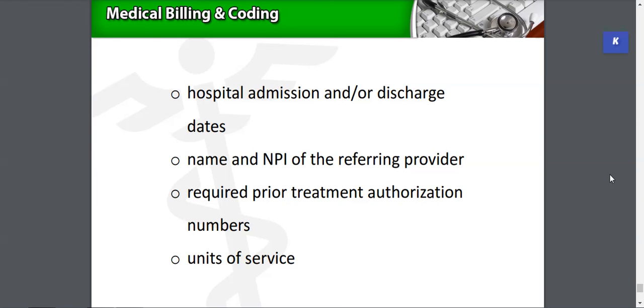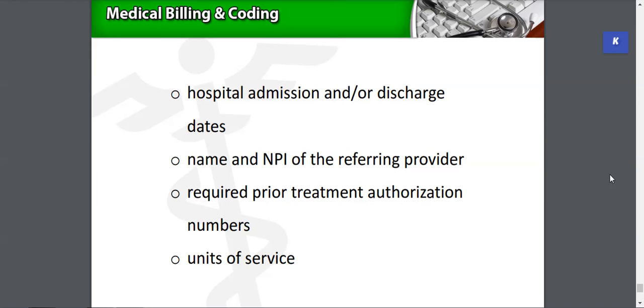Required prior treatment authorization numbers. Let me say that again. Required prior treatment authorization numbers. When you call for verification of insurance, sometimes the insurance company will ask you, well, what are you planning to do? And they give you a treatment authorization number for you to put on your claims, because that way they know, well, hey, we told them that we're going to pay them, and this is a reference number.